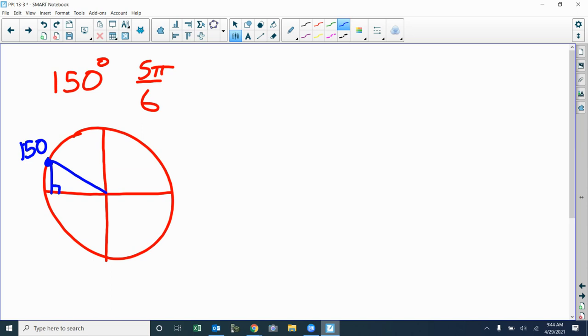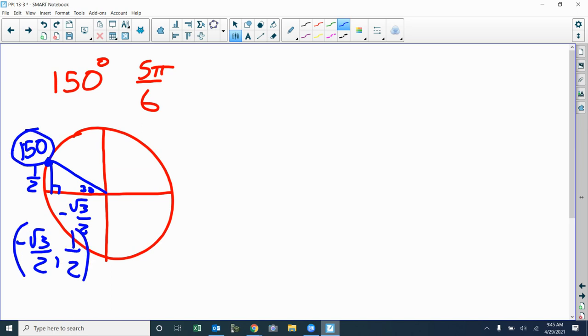Right triangle, across from the 30. There's your 30. Across from the 30 is 1/2. Across from the 60, square root of 3 over 2. Of course, that is negative. So my x here, this is for 150. My x is negative square root of 3 over 2, and my y is 1/2. 150 degrees or 5 pi over 6.